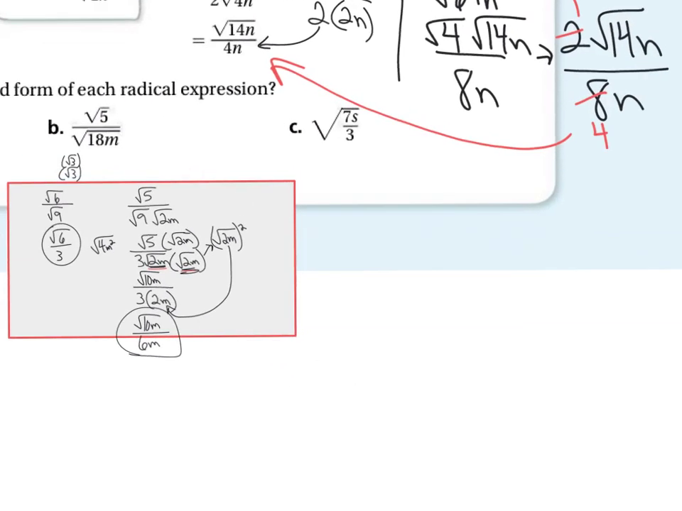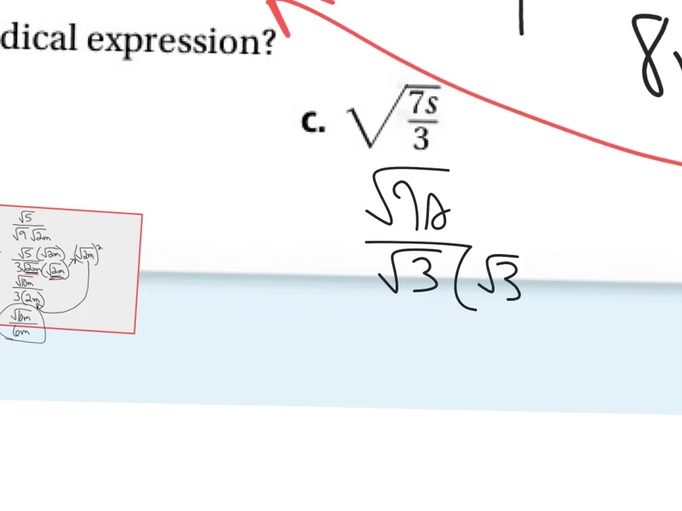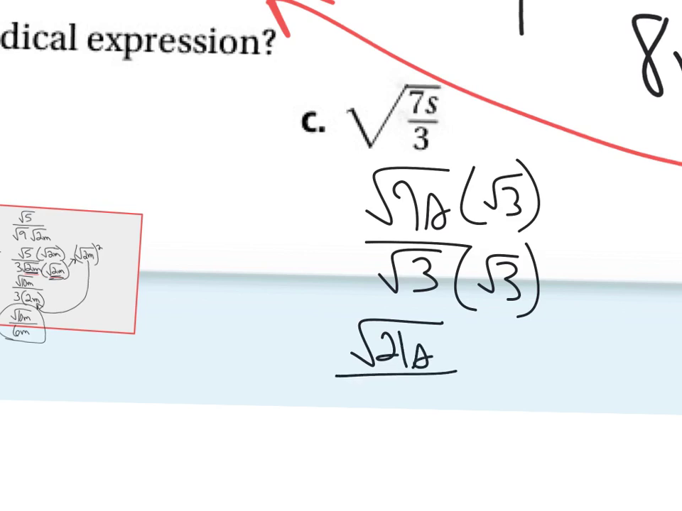We'll look at part C. We can split that up. Again, we don't want a square root in the denominator. And so that's going to be square root of 9, which is 3.